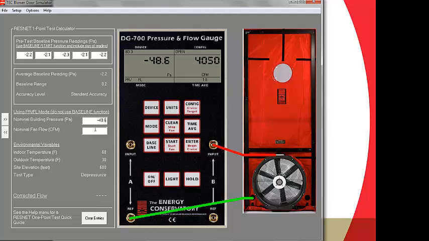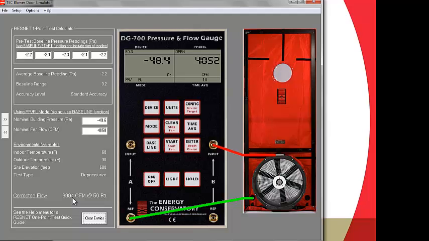And I'm at 40.50 for our reading. Okay, so 40.50 was our reading on our gauge. Now it's correcting. This is our nominal building pressure. Our baseline was negative 2.2, so it takes that into consideration and corrects us, so we have an induced pressure of 50. And it's also making the temperature correction. So the reading on our gauge was 40.50, but our corrected flow is 39.94.